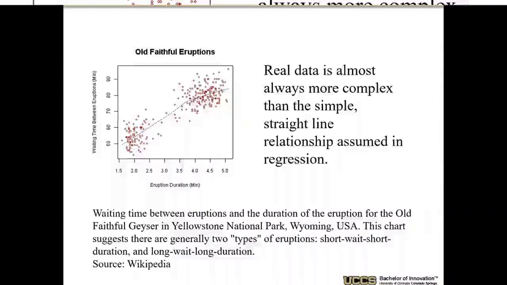And then real data turns out to often be much more complex than the simple straight line relationship assumed by regression. Here's a plot of the duration, how long Old Faithful erupts for, and how long you have to wait in between eruptions. If you look at this data, what's the first thing that you see? Yeah, you see two clusters, right?